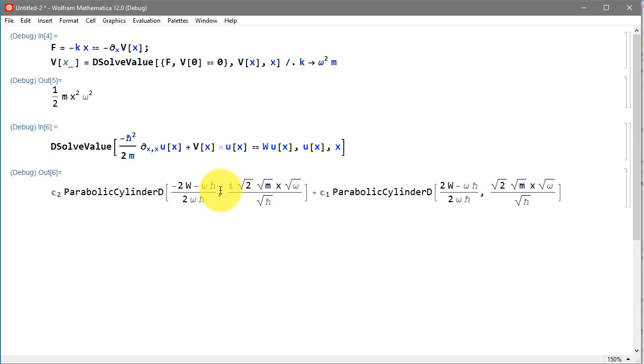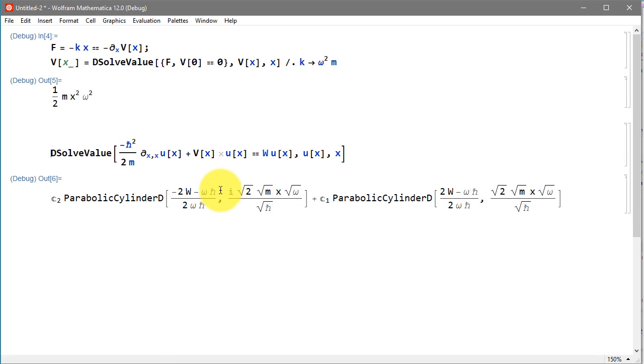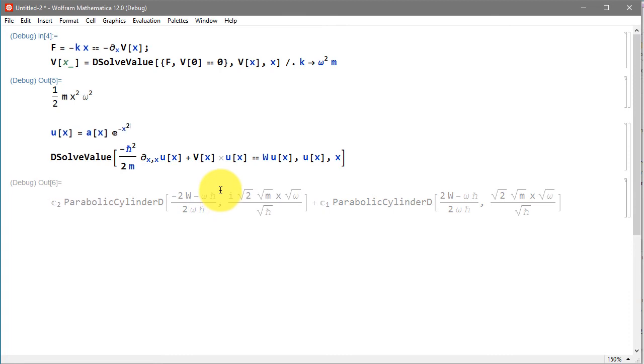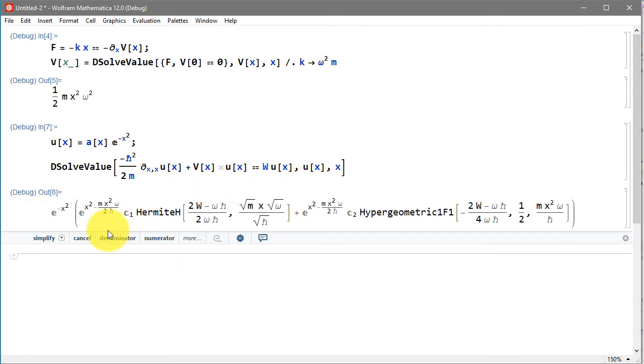However, this condition could be achieved more easily if the wave function would contain a Gauss exponential factor, as Sommerfeld suggested. We may try to suggest this to Mathematica also, by explicitly writing such a factorization, and by magic the solution appears in a more familiar form, a Hermite polynomial term and a hypergeometric one.